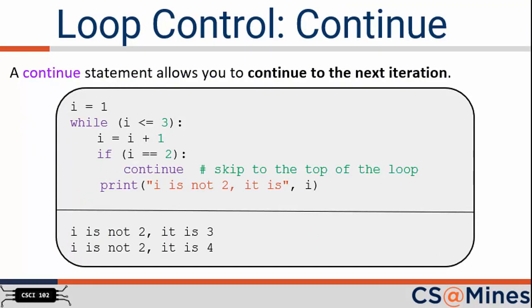For example, suppose we don't want all the indented code to execute if i is assigned the value of 2. In this case, we would use a continue statement. The keyword continue has the program execution continue to the next iteration of a loop. In other words, when a continue statement is executed, your program will jump back up to the conditional statement without running the code that exists between the continue statement and the end of your loop. For example, the code on the slide will not output i is not 2, it is 2.